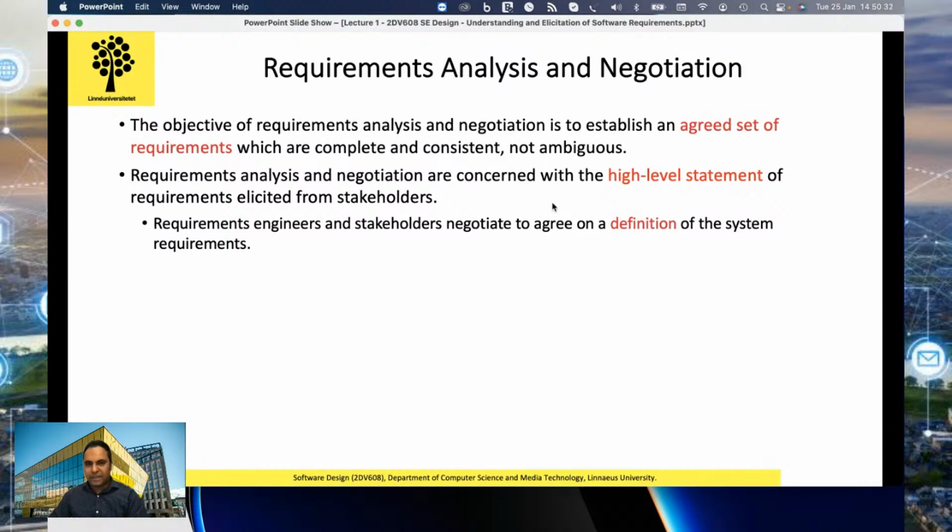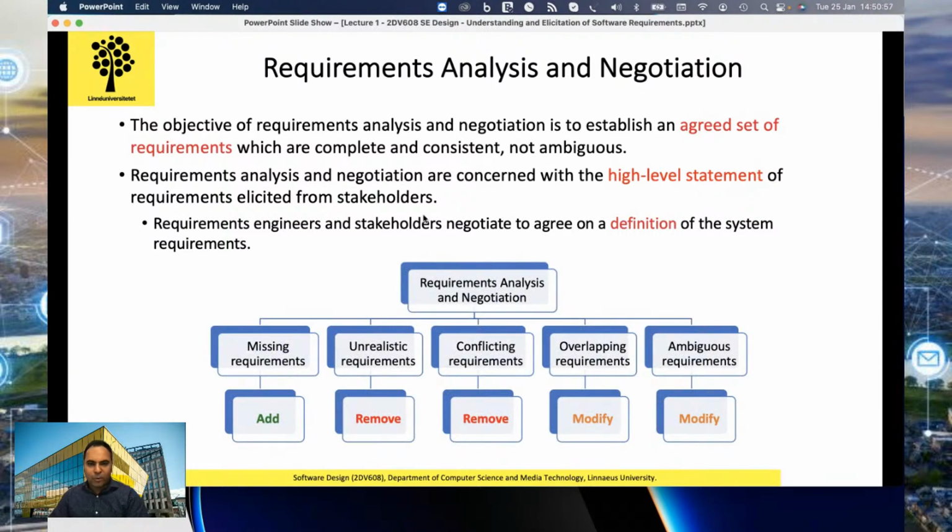But we might need to negotiate or analyze requirements before we produce the requirements documents. In other words, we need to agree on the set of requirements that are complete and consistent and not ambiguous before we create a requirements document. And when we are analyzing requirements and also negotiating requirements with the stakeholders, we might have different outcomes or states that we reach.